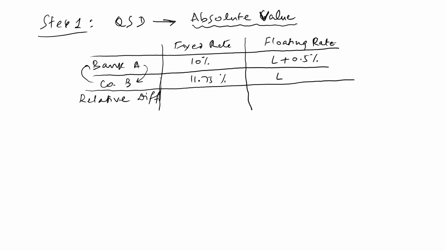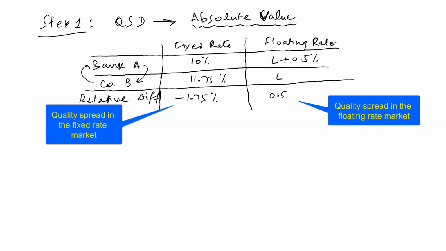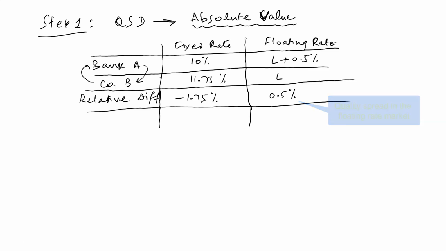10 minus 11.75 would give us minus 1.75%, and L plus 0.5 minus L is going to give us 0.5%, and where I say L, I mean LIBOR. So after we have noted down these relative differences, we can create a row for writing down our potential benefit from the swap, which is the quality spread differential.